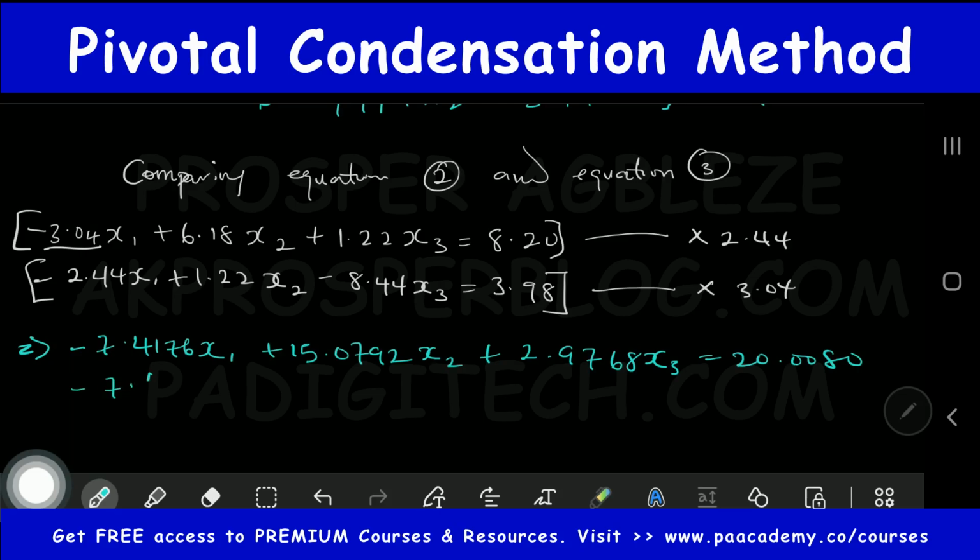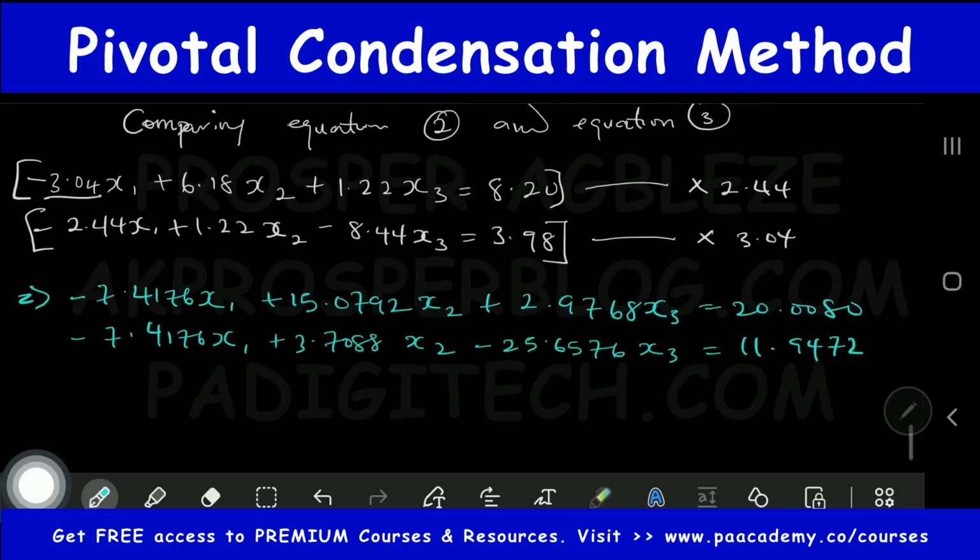minus 7.4176x1, then plus 3.7088x2, then plus 3.04 multiplied by minus 8.44, and that will give you minus 25.6576x3 equals to 11.9472. All right, so now let's call this our equation 7, and let's call this our equation 8.